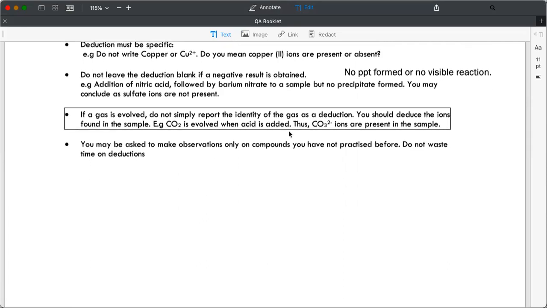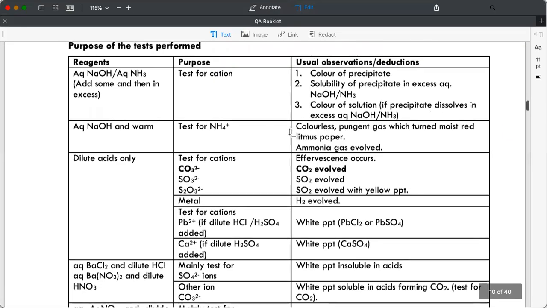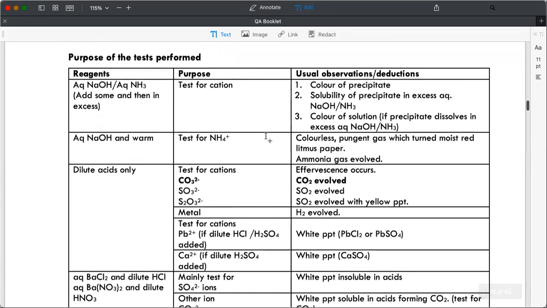If the gas is evolved, do not simply report the identity of the gas as a deduction. You should deduce the ions. For example, CO2 evolved, so CO3 2- present. At the end of the day, you're not just finding out what the gases are. No, you're finding out the ions in the solution. Please be clear about that. And these are the purposes of the tests to be performed.